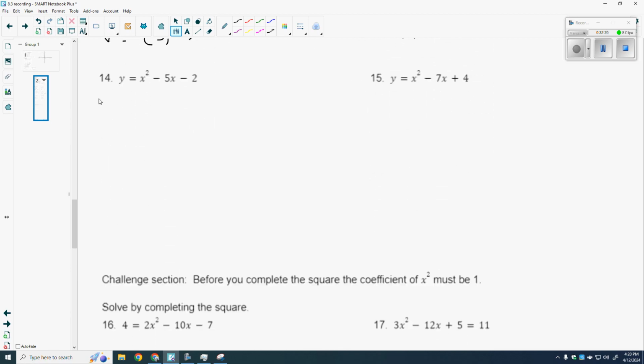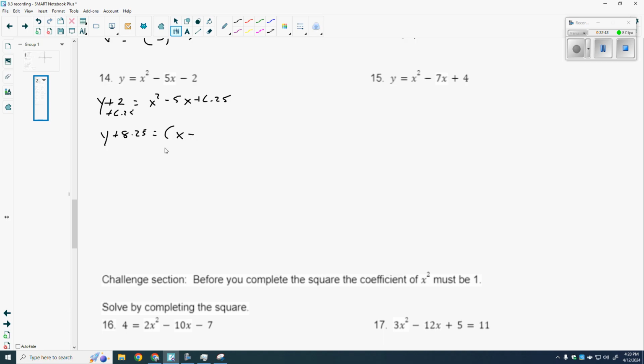Number 14. Add 2 to both sides. Divide the 5 by 2, and I get 2.5, and square it, and I get 6.25. And I'm going to add 6.25. Left-hand side becomes an 8.25.